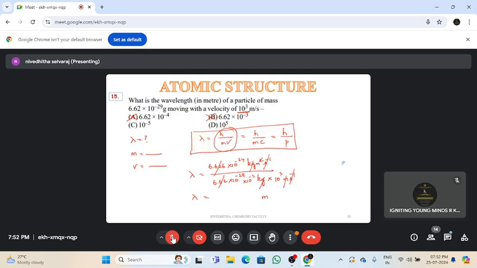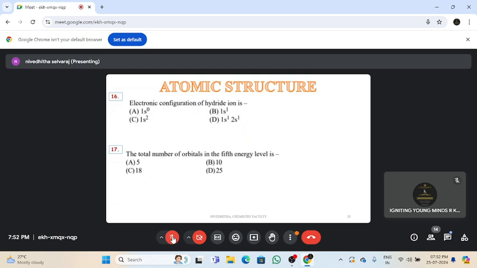Option C, ma'am. Option C. Yes, Divya was right. So the answer is option C. Okay. Next question. The electronic configuration of hydride ion is dash.